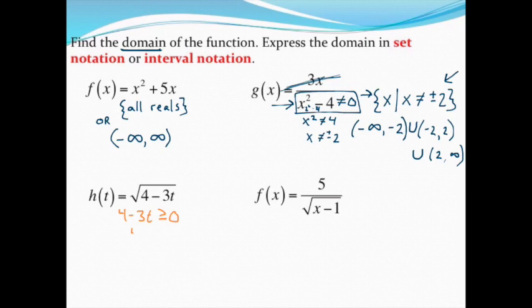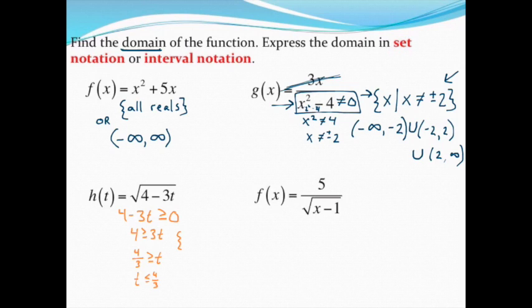Okay, and then let's solve this and see what our domain is going to be. So I'll add 3t to both sides, and then divide both sides by 3. So if I switch the order of this a little bit, I end up with t has to be less than or equal to 4/3. That's my domain. So let's go ahead and write that in fancy math notation.